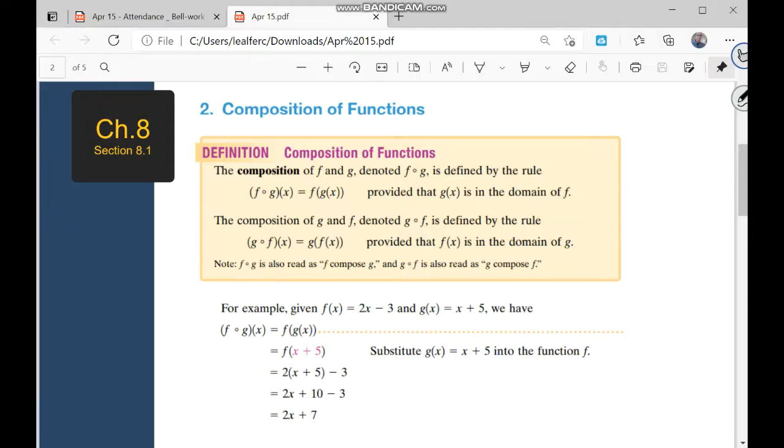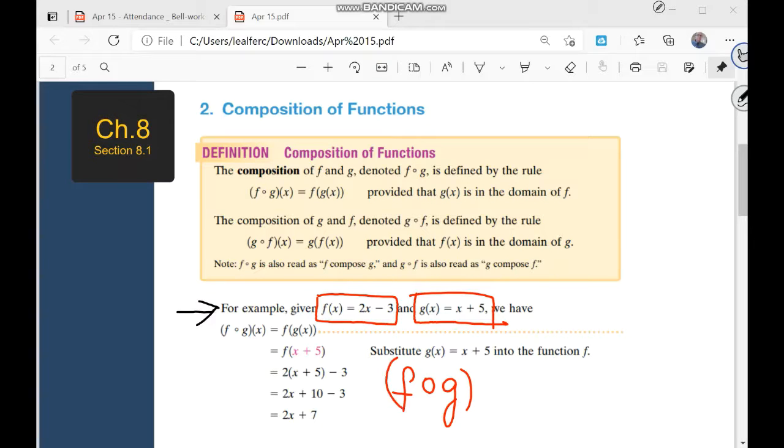The composition, it's best to show this with an example. If we have f of x is a function, 2x minus 3, and we have g of x is another function, x plus 5, we can compose those functions. You can write down f compose g of x equals, and this is going to be equal to a function f of g of x. What do you think? It's a bit confusing, right?